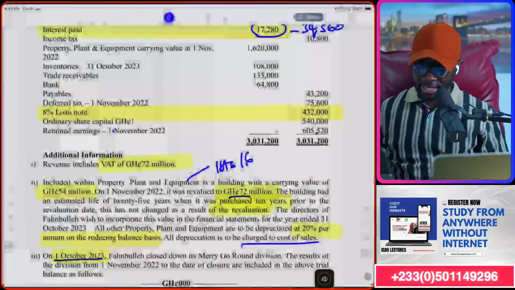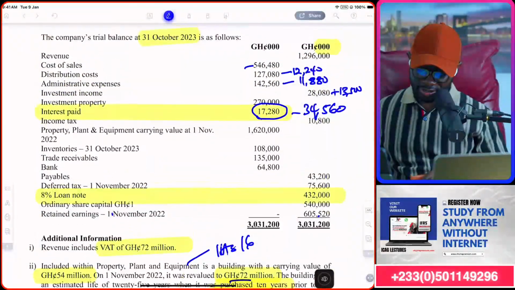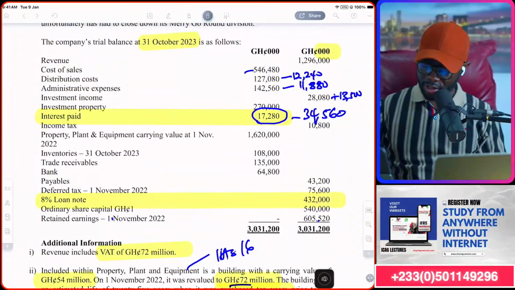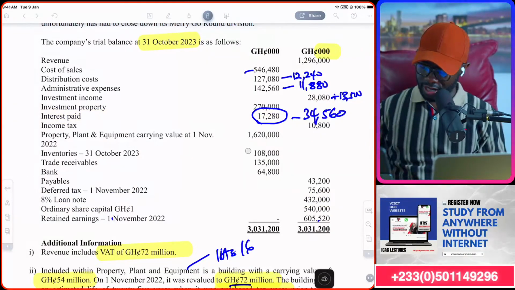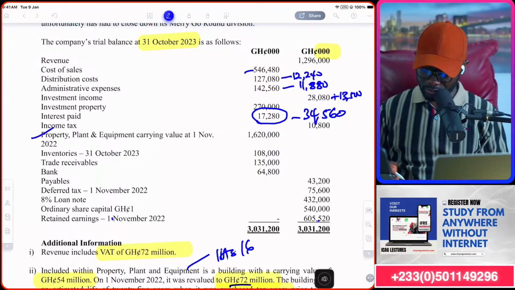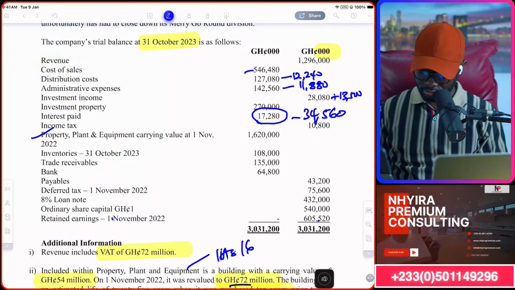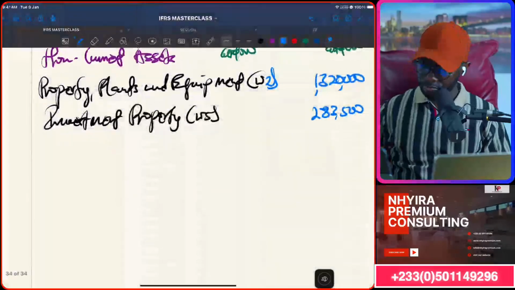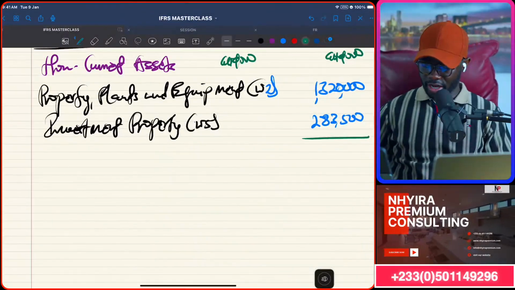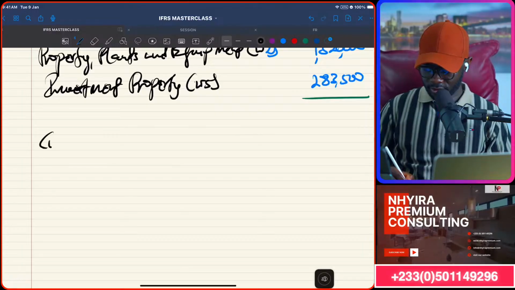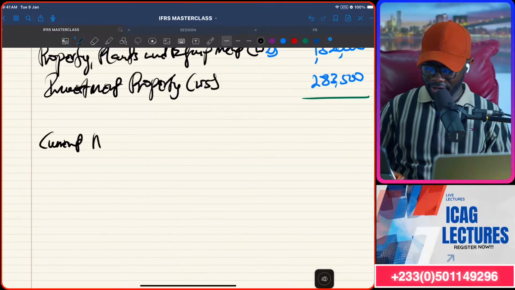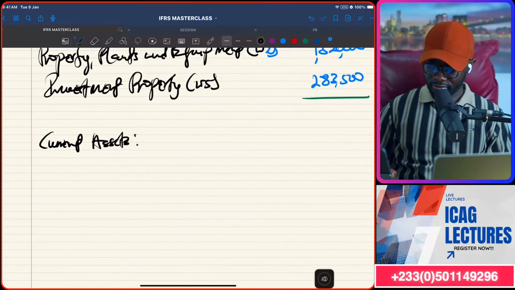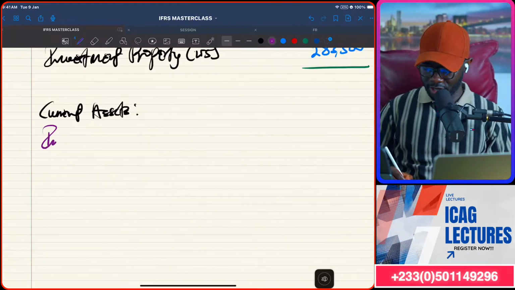Are there any other non-current assets? You want to make sure you've touched on everything that you have to touch on. Property, plant, and equipment, investment property, that's all. So we get a total non-current asset. Then we can bring in the current assets. Under current assets, we bring the inventory.